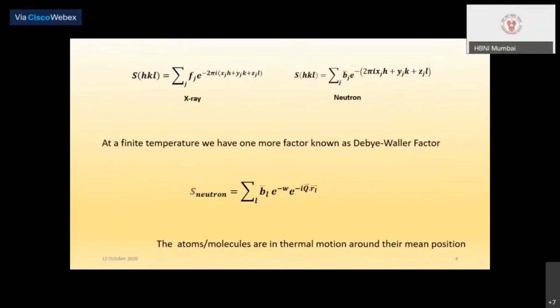Dynamics, the atoms or molecules around their mean positions in a crystal lattice, and this is what e to the power minus W gives me: the structure factor for neutrons. It can equally be written for X-rays, though I have written here b average, this should be f_l in case of X-rays. Otherwise the rest of it goes the same, and this Q will be equal to a reciprocal lattice vector G when you talk about crystal diffraction.